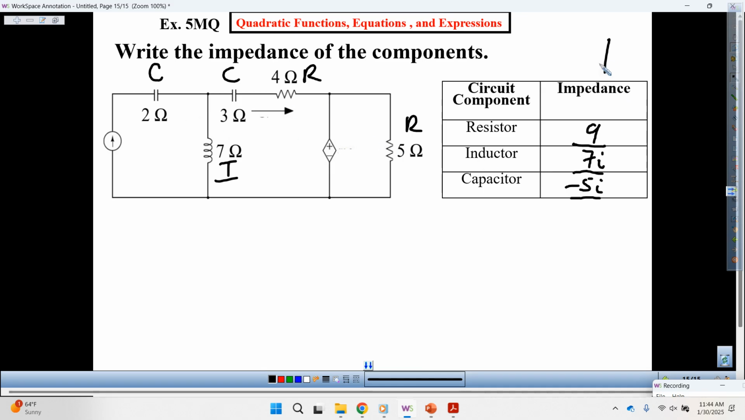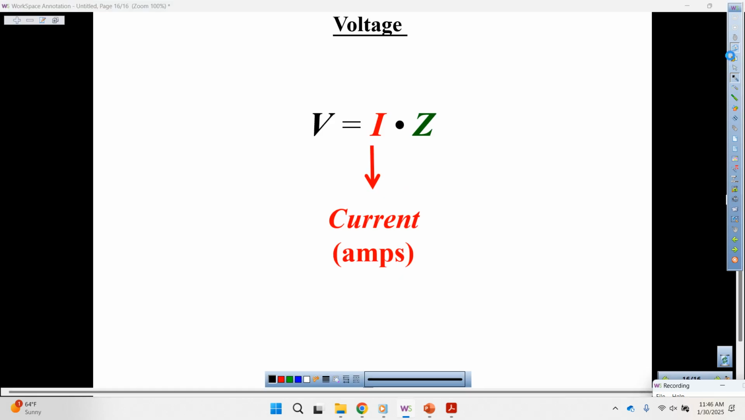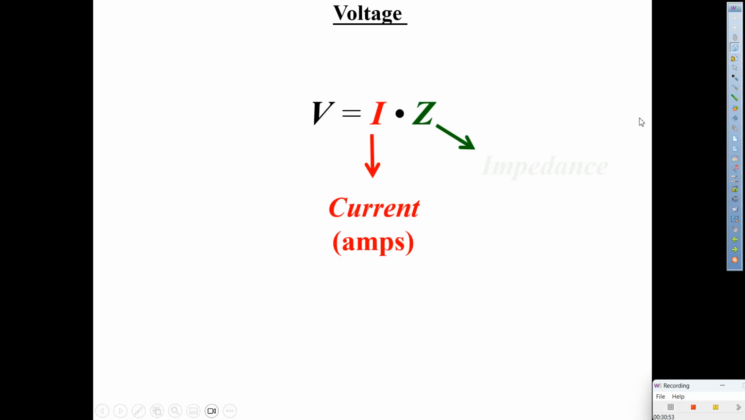All right, once again, that's the impedance. That's how much is flowing through there. All right, which brings us to here. Copy this formula. V equals I times Z. We're going to be using this to compute the actual voltage going through each component of a circuit. V equals I times Z. The I stands for the current in amps. And you already know that the Z stands for the impedance, which is the one that we just did right now with all those numbers. All those numbers are known as what? Impedance.